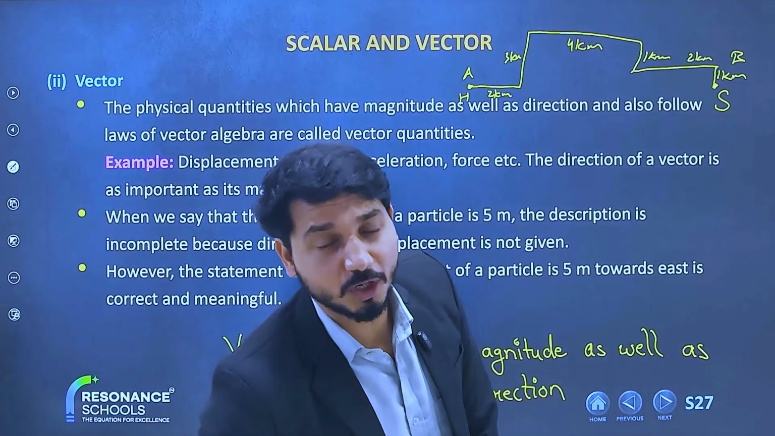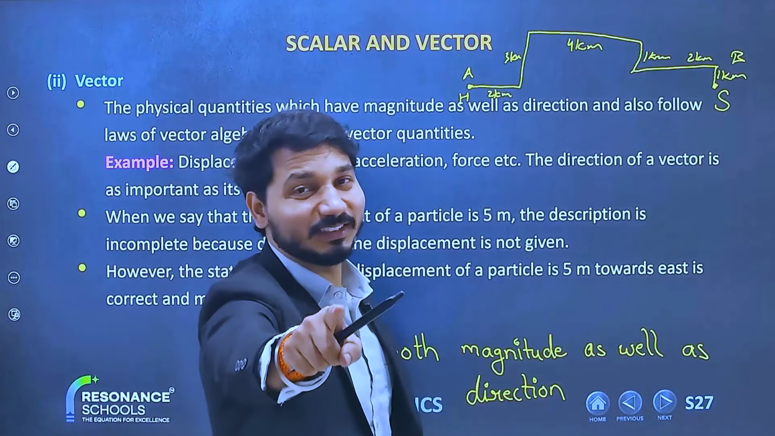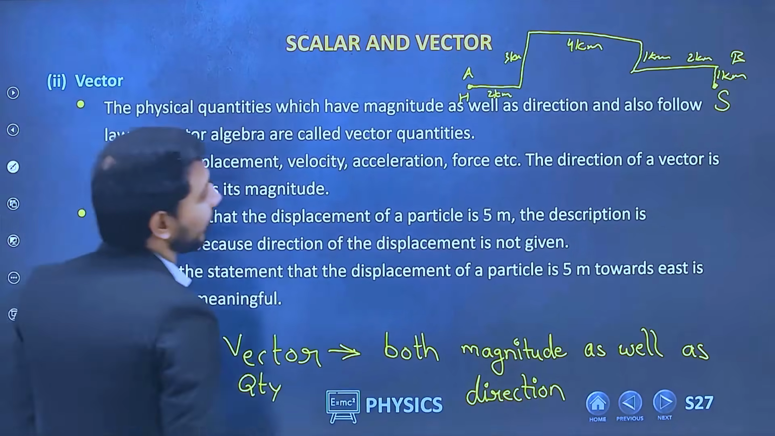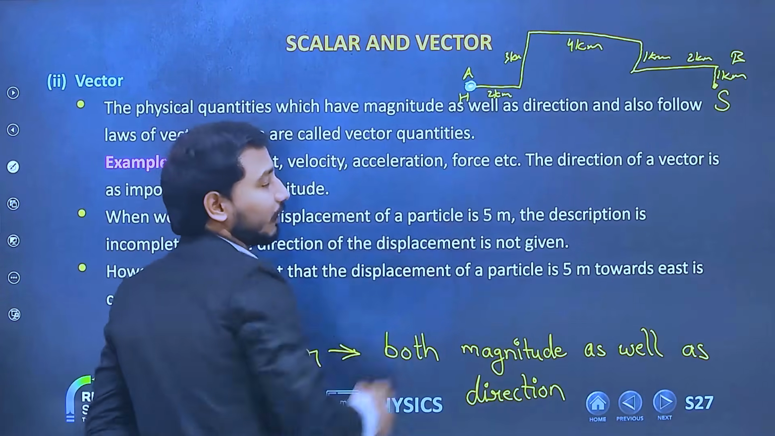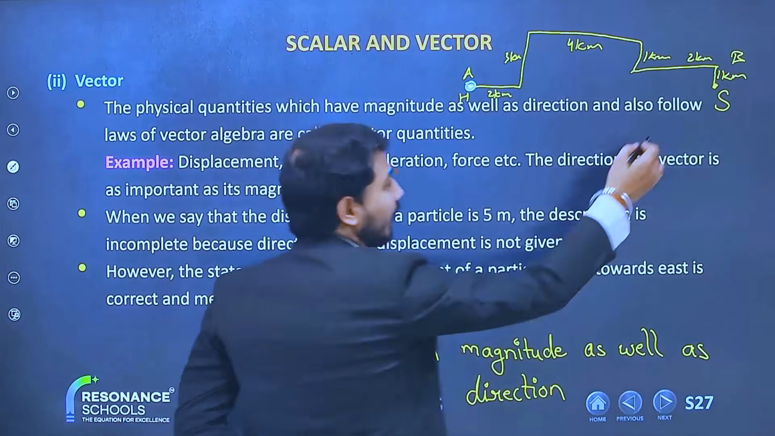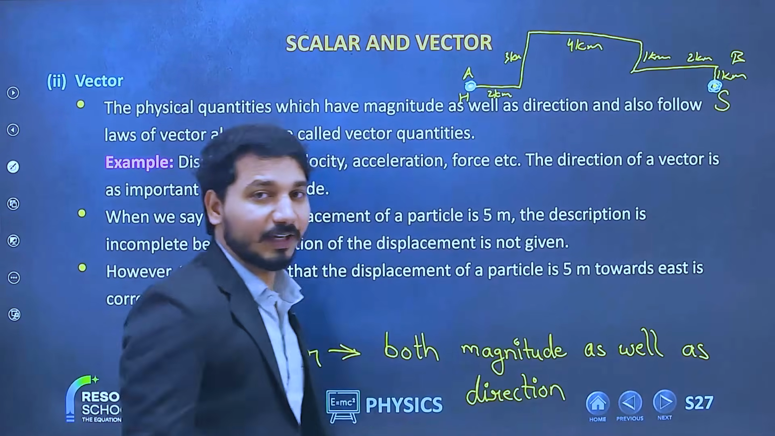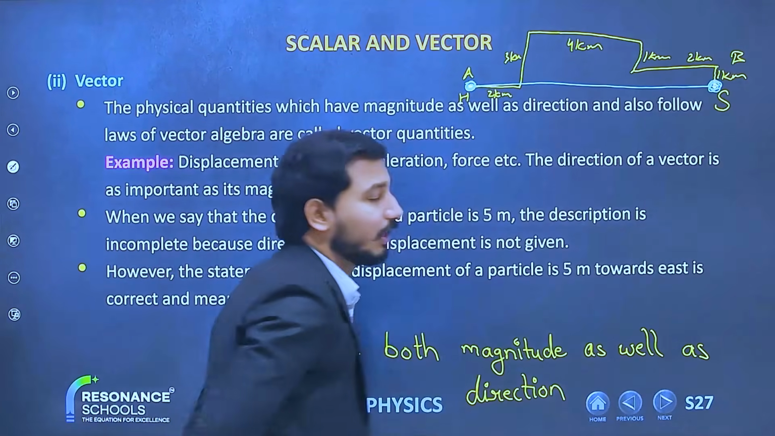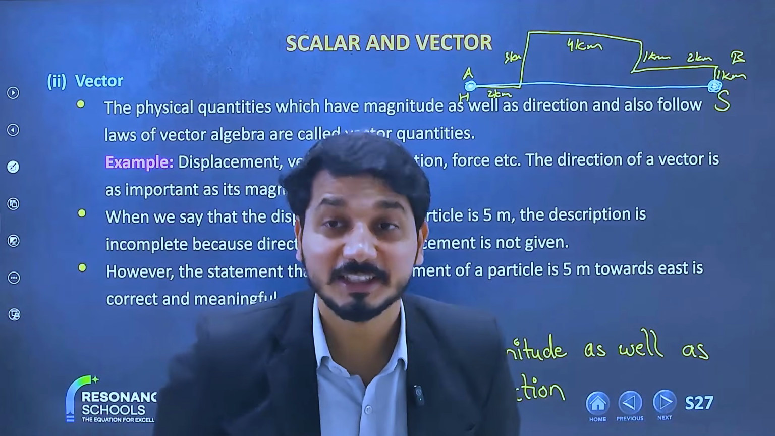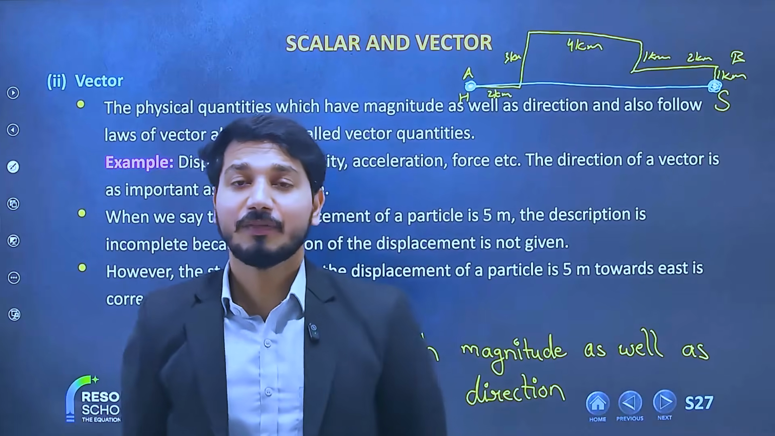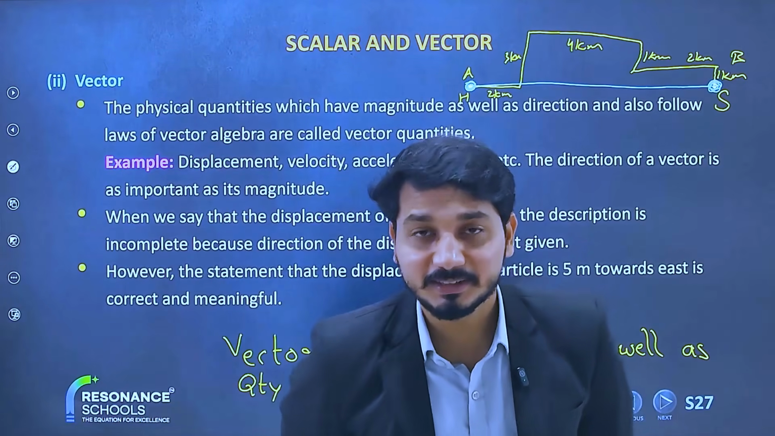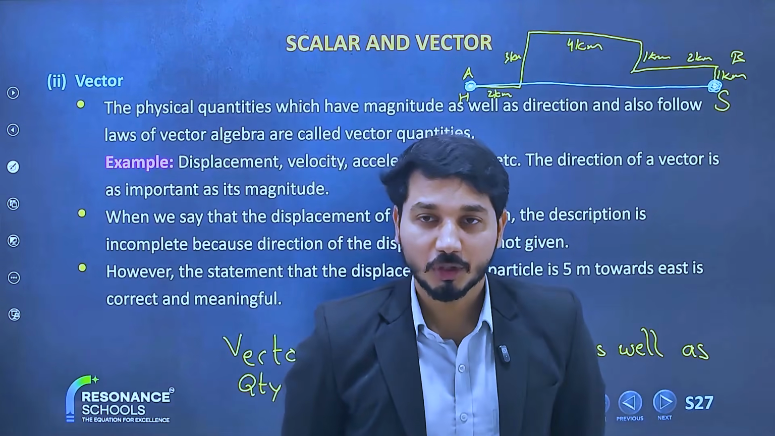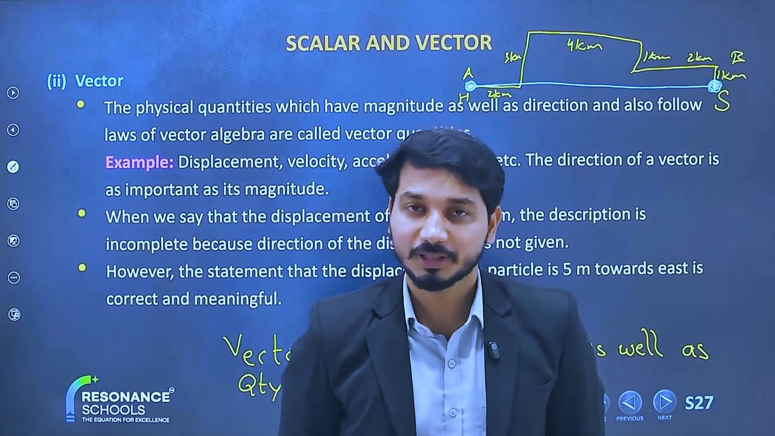If someone asks what is displacement, I am saying it is the shortest distance from the initial and final position of a moving body. This is the initial position, and here is the final position. Shortest distance means the straight line joining the initial and final position. This is the shortest distance, and this shortest distance is called displacement, right?